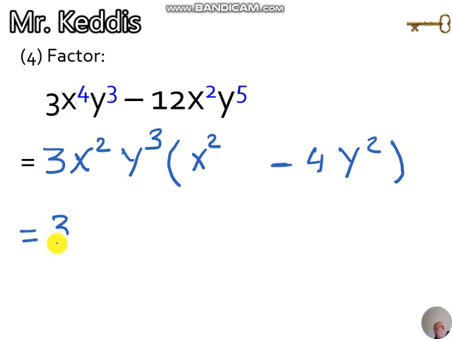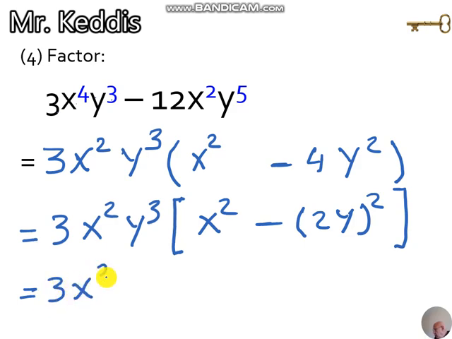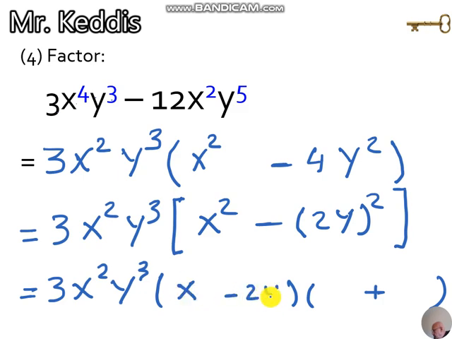Equal under equal. 3x squared y to the third power. And this one means x squared, and this means 2y quantity squared, minus, x squared minus 2y quantity squared. And this becomes the difference between two squares. 3x squared y cubed. 2 big brackets here. One is minus, one is plus. Here x, and here 2y. And here x, and here 2y.